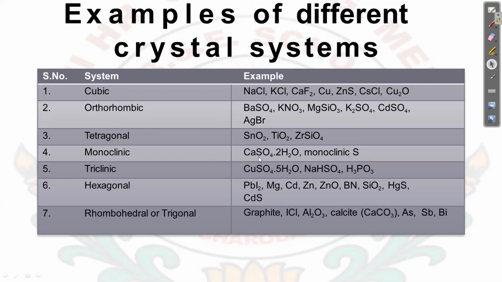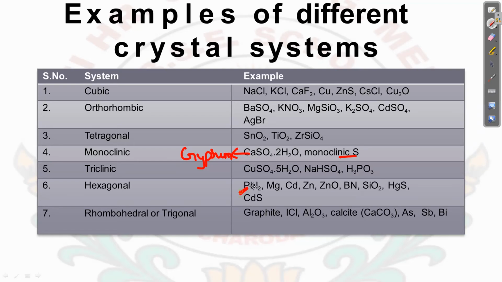Monoclinic can be seen in calcium sulfate dihydrate, CaSO4·2H2O. What is this CaSO4·2H2O? This is gypsum. And monoclinic sulfur is one of the examples, meaning sulfur's monoclinic shape. Next is the triclinic: CuSO4·5H2O, NaHSO4, H3PO3. All these have a triclinic shape, triclinic unit cells.